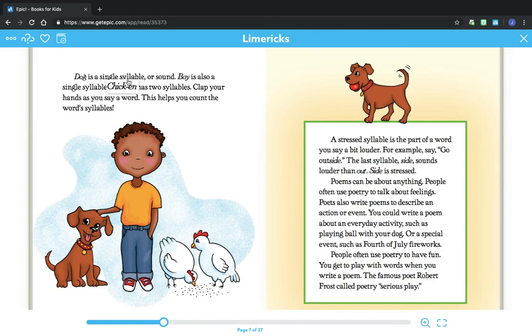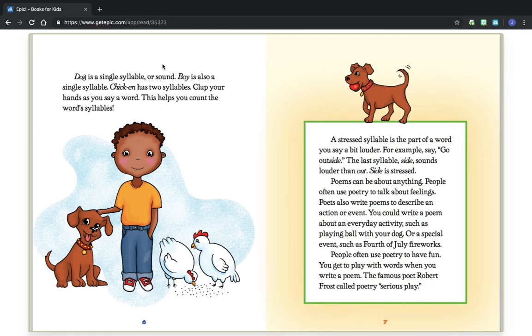Dog is a single syllable or sound. Boy is also a single syllable. Chicken has 2 syllables. Clap your hands as you say a word. This helps you count the word syllables. Okay, so chicken, it has 2.